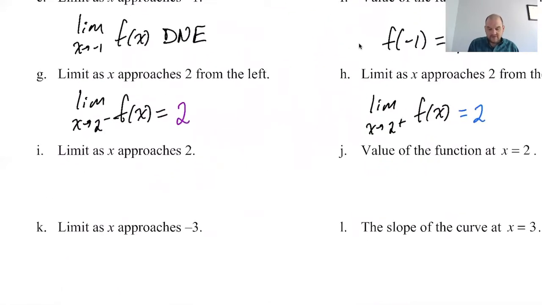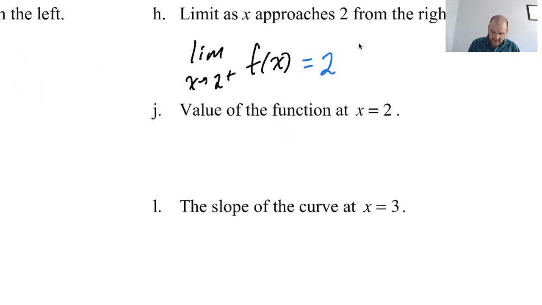And then we know that the limit as x approaches 2 is just going to be 2, because the limit from the left equals the limit from the right equals the limit. So the limit as x approaches 2, no superscript there, implies that both of them are equal. So if I only gave you I, you would automatically know the answer to G and to H. So this overall is 2.